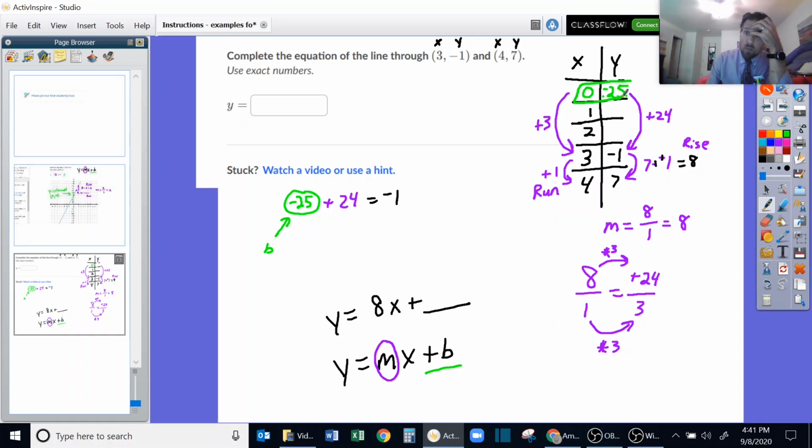Now I know my starting point, negative 25, and I know my rate of change, which is 8. So I'm going to fill that in, and now I know my full equation is 8x plus negative 25. We might not write plus negative, that's a little awkward, so we would probably write this as y equals 8x minus 25.